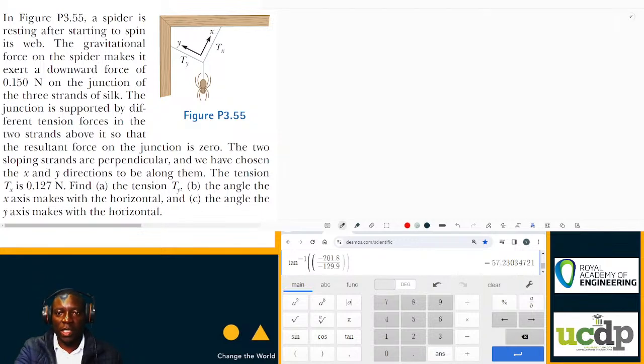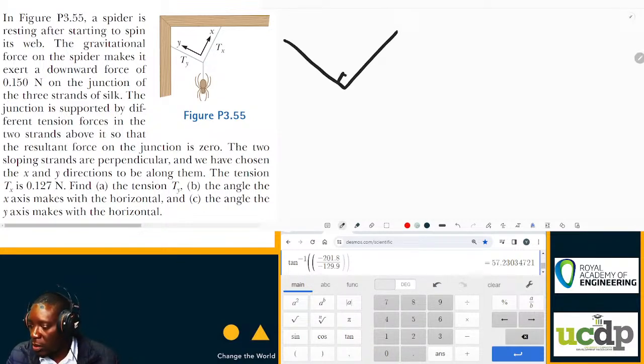So tell us what you think, guys. What do you think? How do we start? We need to find the tension Ty. The downward force is 0.15 newtons. So already we're given that. Let me just draw and hear what you guys think about this question. So this is already 90 degrees.